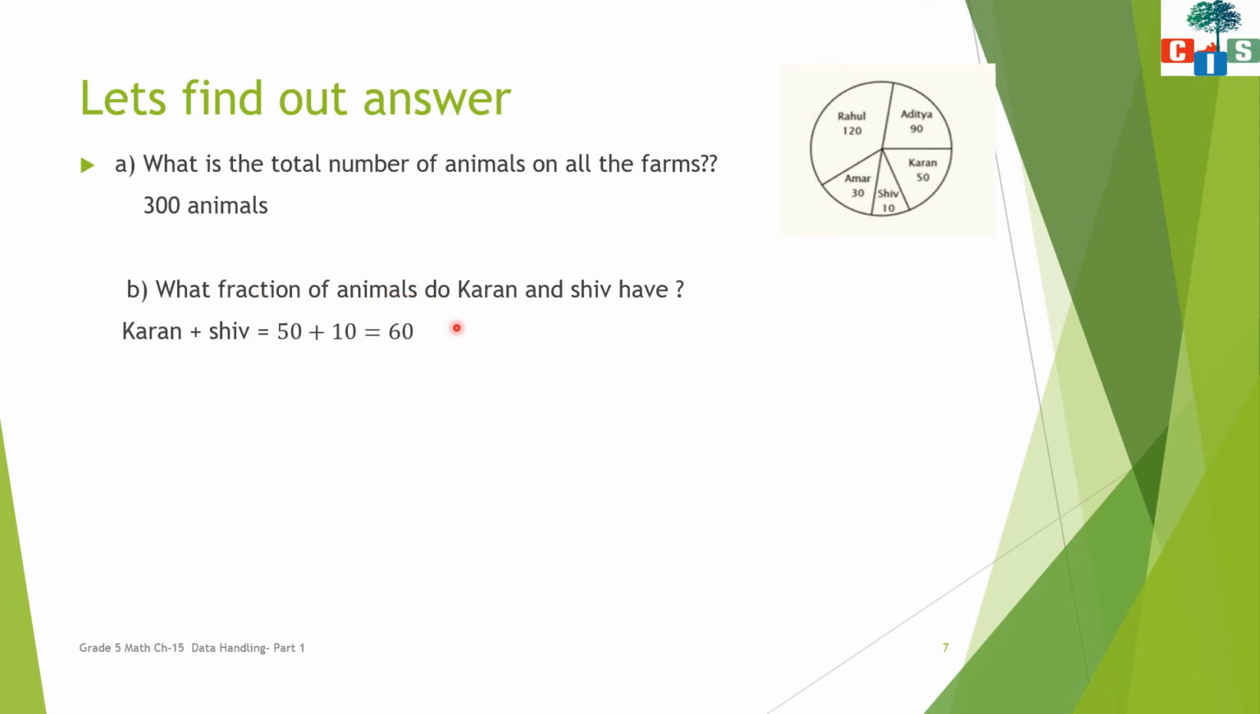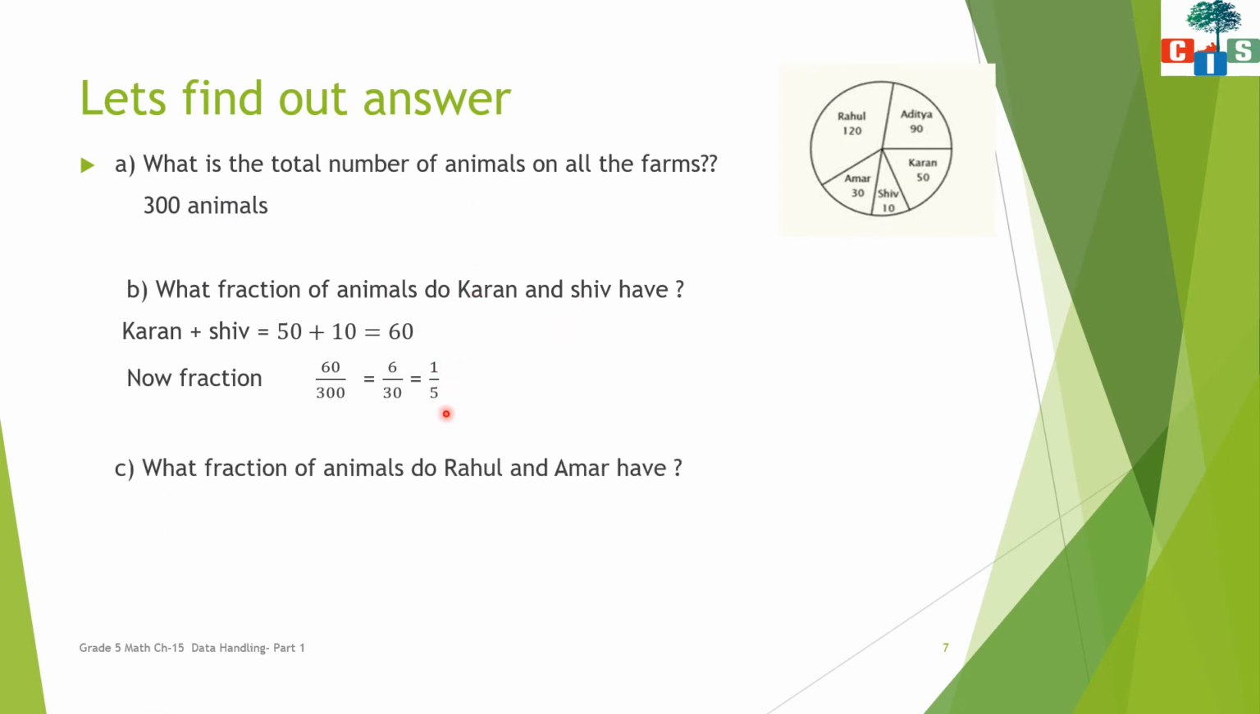Now scholars, it's time to find the fraction. So how do we find the fraction? Total number of animals Karan and Shiv have divided by total number of farm animals. Here we have 60 animals that Karan and Shiv have, and the total number of animals is 300. So 60 divided by 300. This 0 gets cancelled with 0, so we are left with 6 by 30. Now 6 and 30 are both divisible by 6. 6 ones are 6 and 6 fives are 30. So the fraction of animals that Karan and Shiv have is 1 by 5.